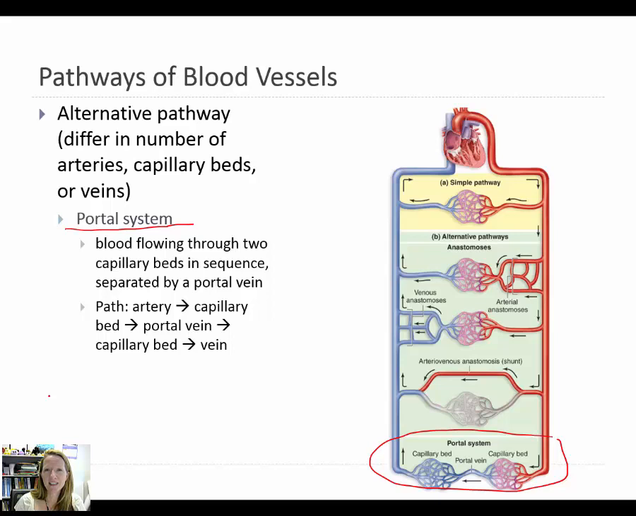So the next video that you'll be watching is over section 3 in the book, and that is looking at what exactly is happening in the capillaries and how we are moving these different gases and all these different substances out of the capillaries. So until next time.